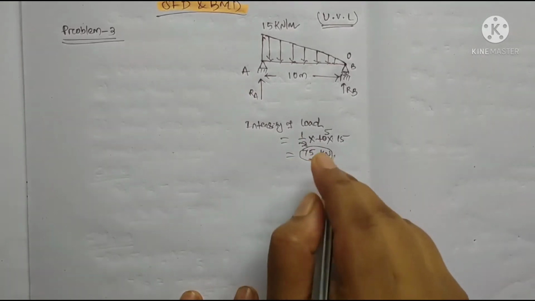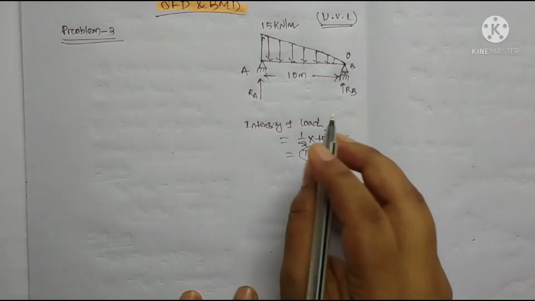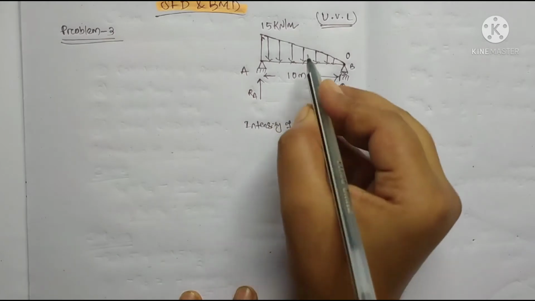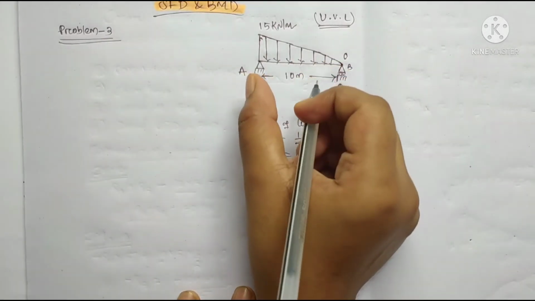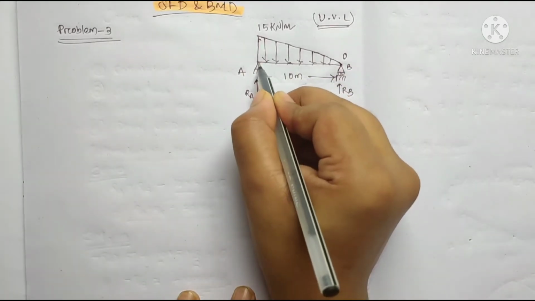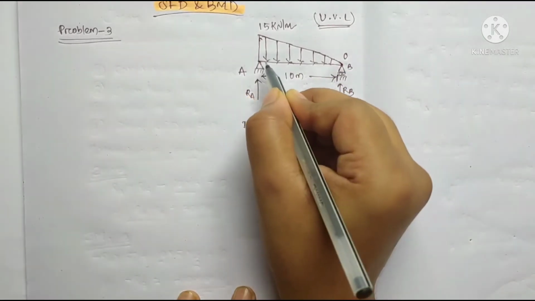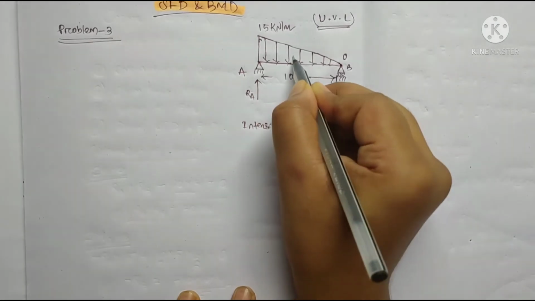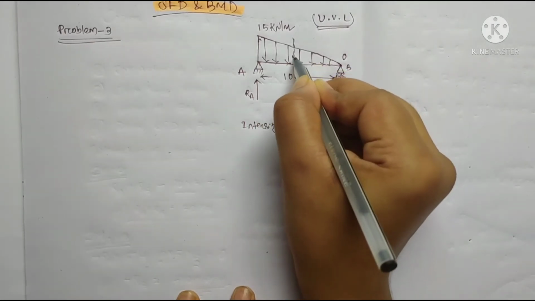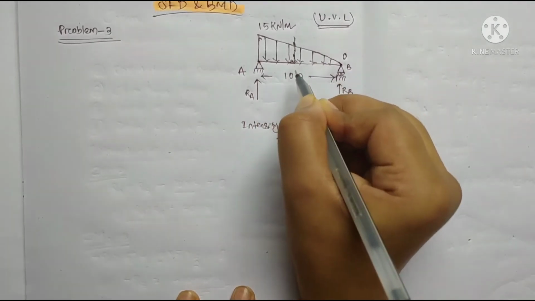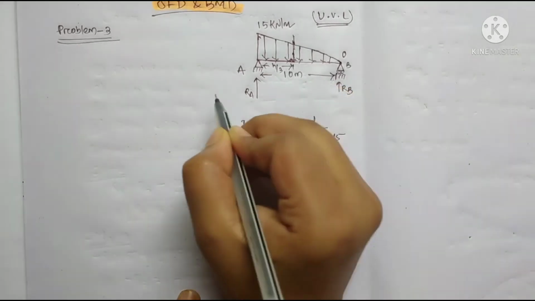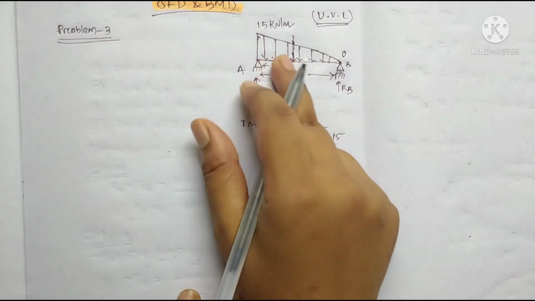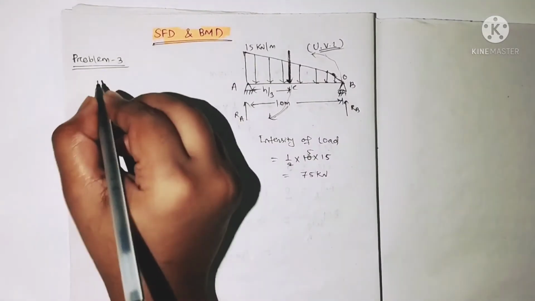And where is the load acting? Load always acts at its CG. So in a triangle, the CG will be at h by 3 distance. If we take it from point A, the CG will be acting at h by 3 distance, that is 10 by 3. In the problem we will discuss it properly.